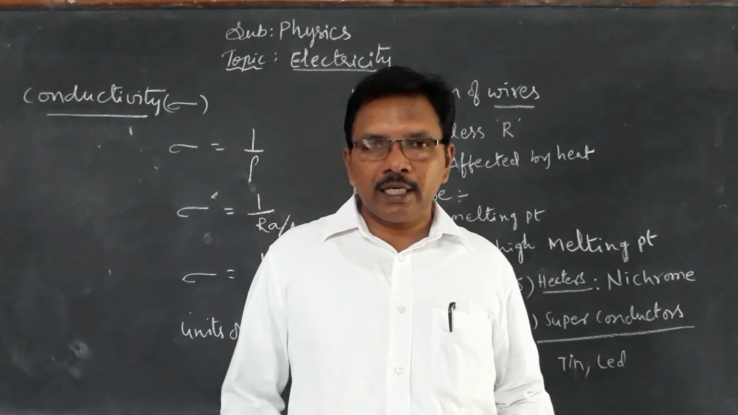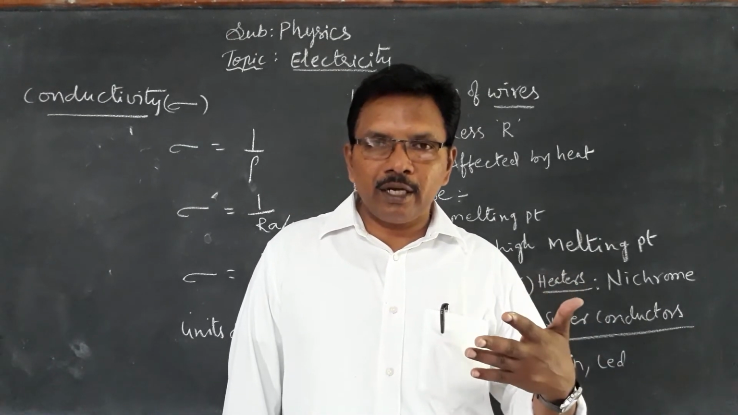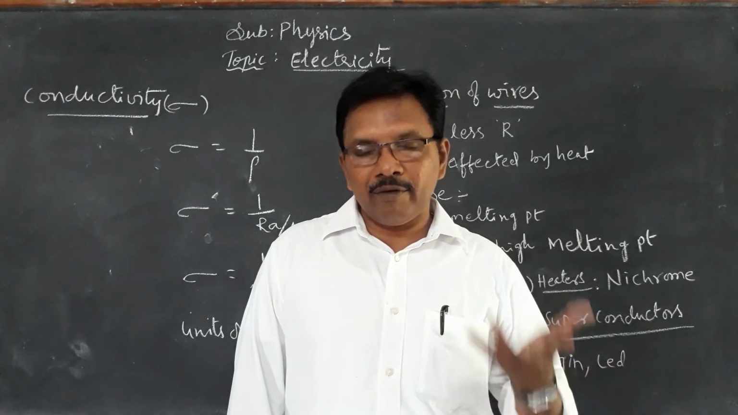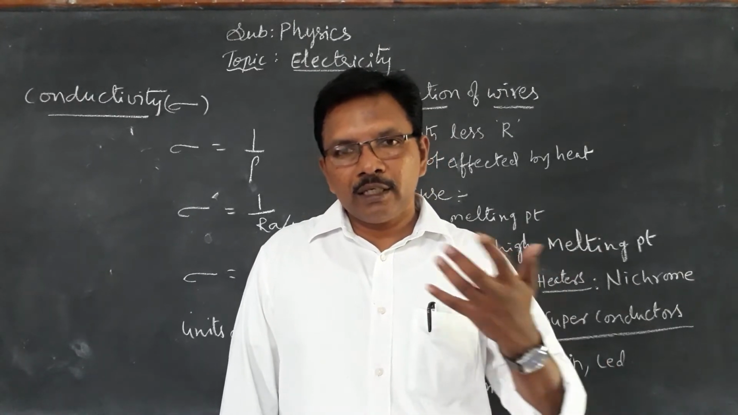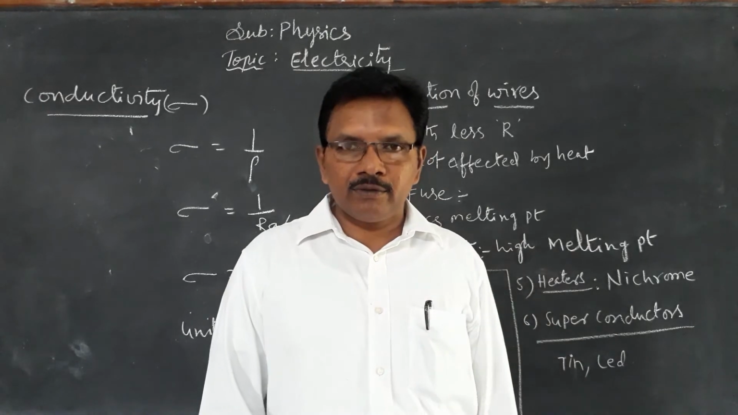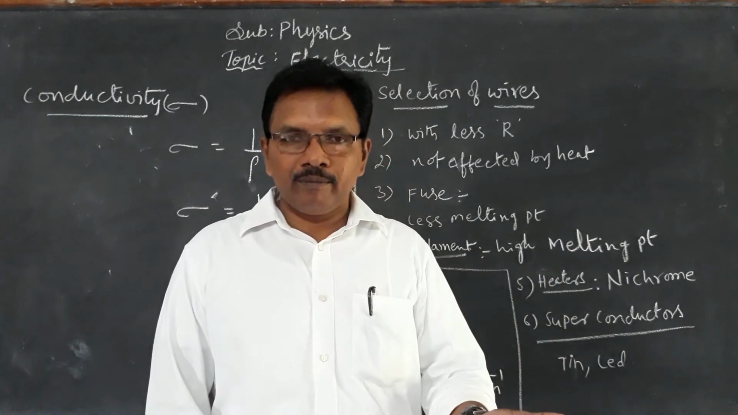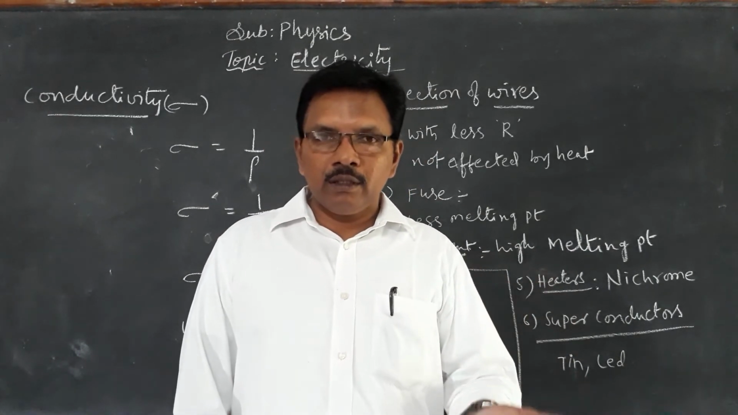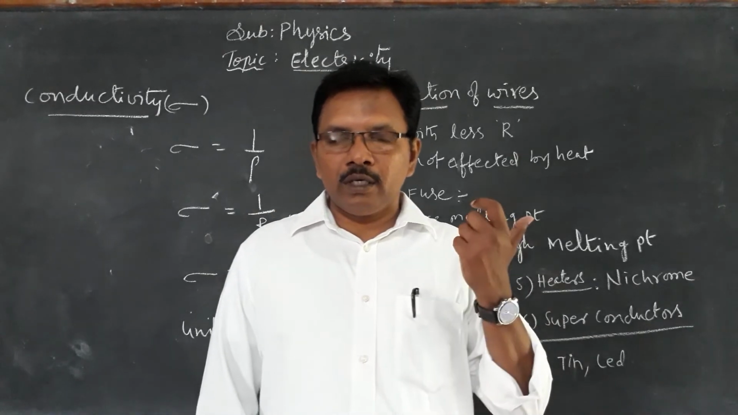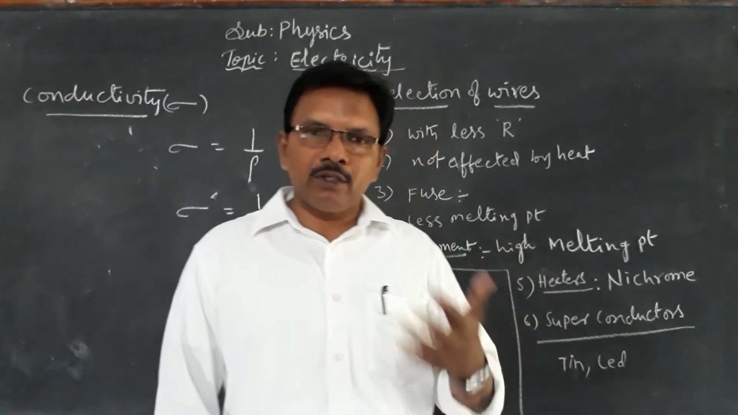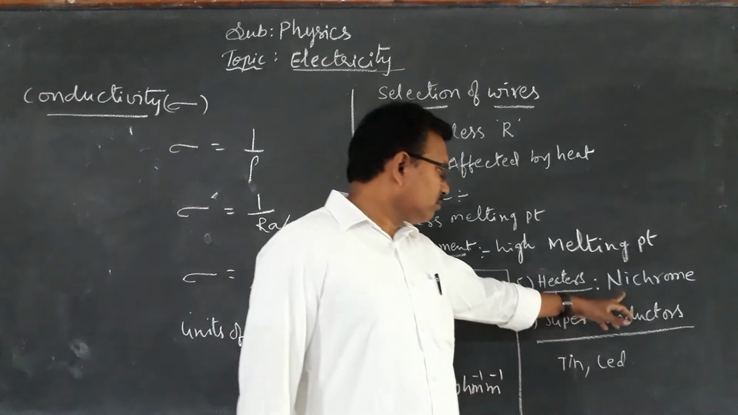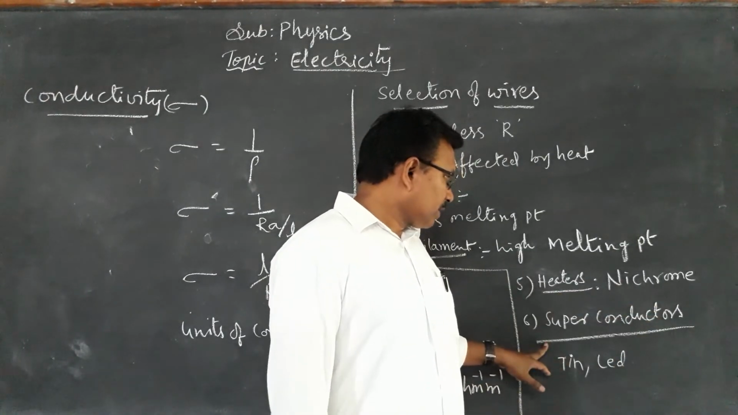When we connect the current, immediately the resistance is high and produces heavy heat, and that heat is helpful for us in different ways. Heaters, oven, iron box, and geyser, all these we need heat. So nichrome in heaters.